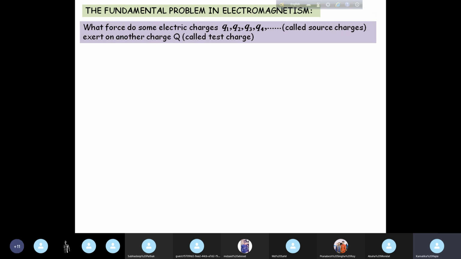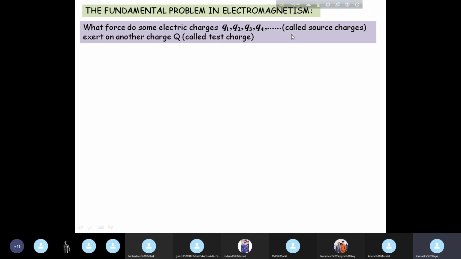So what is the fundamental problem? The question is, what force do some electric charges, Q1, Q2, Q3, etc., that are called source charges, exert on another charge Q, which is called the test charge? So you have several charges Q1, Q2, Q3, etc., which we call source charges. And if you bring another charge Q, a lone charge Q, which we call the test charge, what force will this test charge experience due to the presence of these source charges?